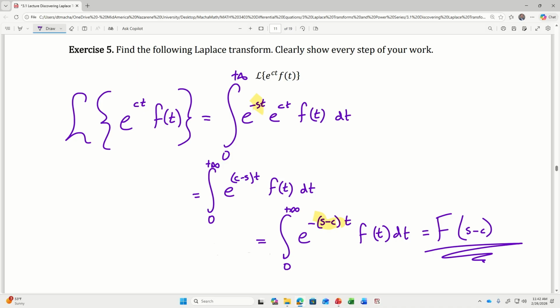So that's kind of weird because multiplying a function in the t domain by e to the ct just represents a translation in the s domain, where you just shift your capital F function over to the right by c units. All right.